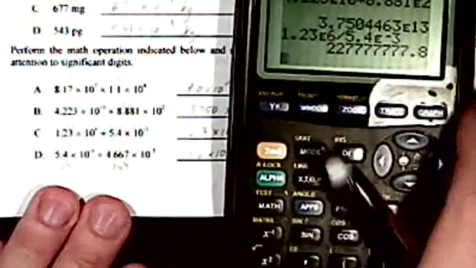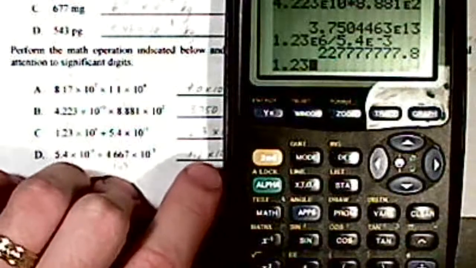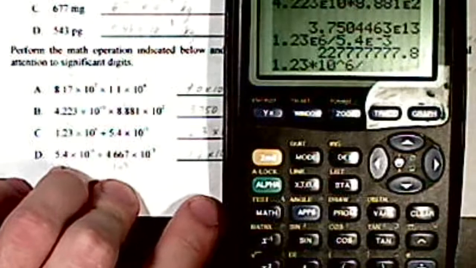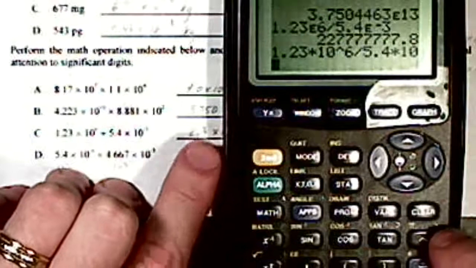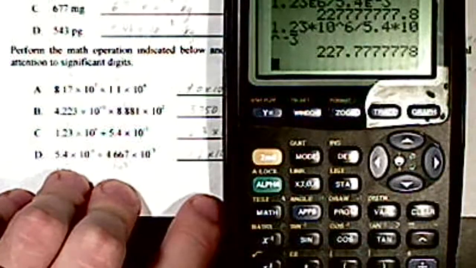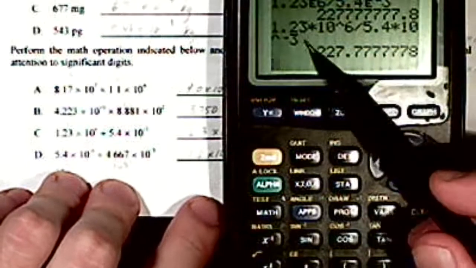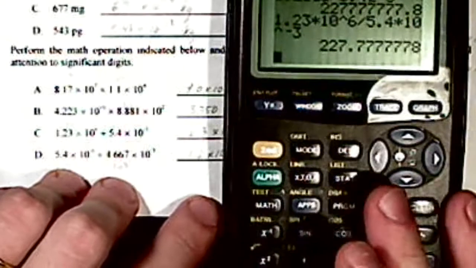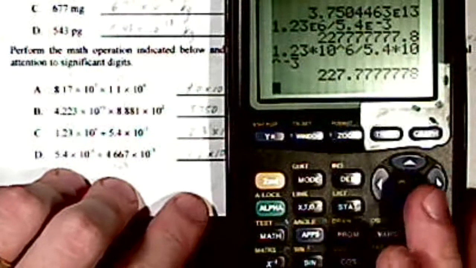Now let me show you what I meant earlier. Here's our answer as is, but if I put this in as a lot of people tend to, 1.23 E 6 divided by 5.4 E negative 3, and I don't put the parentheses around it, I get a very different answer. Now if you put parentheses around 5.4 and the end parentheses here, you would get the same answer as I got above, which is correct. But I feel that this E, which is the second function, and the comma, is a lot easier to use, a lot easier to remember.